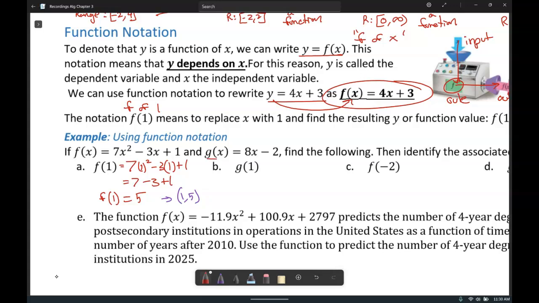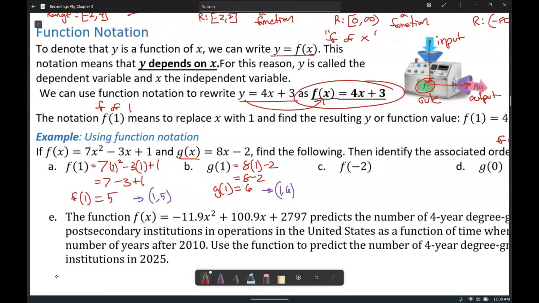For g of 1, we look at our function g of x and replace x with 1. 8 times 1 is 8, minus 2 is 6. So g of 1 equals 6, which gives us the ordered pair (1, 6).